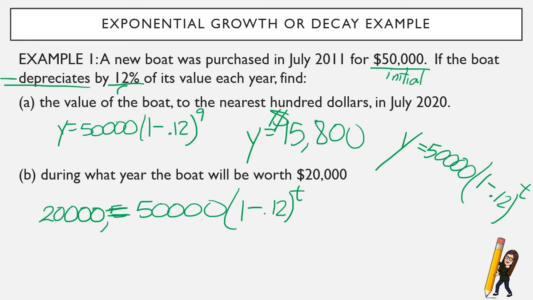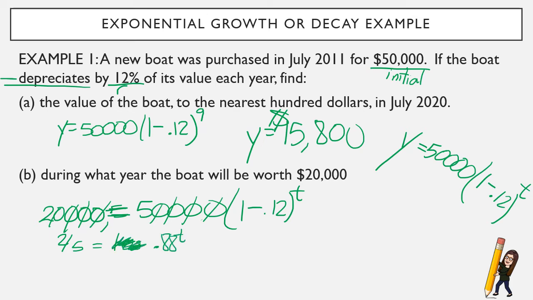First I'm going to divide both sides by 50,000. Well, let's narrow that down. Cut out a 0, cut out a 0, cut out a 0, cut out a 0. 2/5, make your life easier. Don't use a calculator. Then 1 minus 0.12, which is 0.88. So we've got 0.88 to the t power.